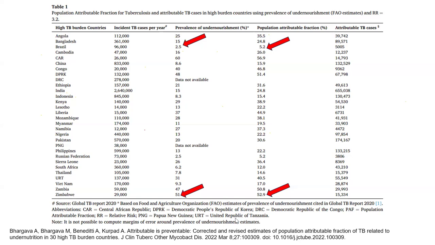Another point which you should note, in the title, if you read carefully, is that they have used a relative risk of 3.2, which is a strength of association. Can anyone interpret the relative risk of 3.2 in this association?